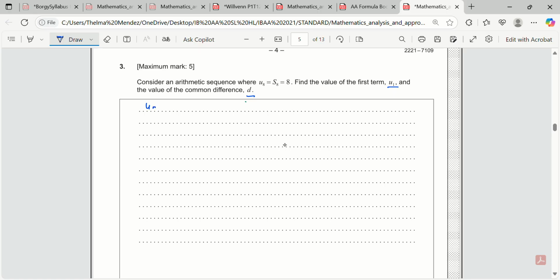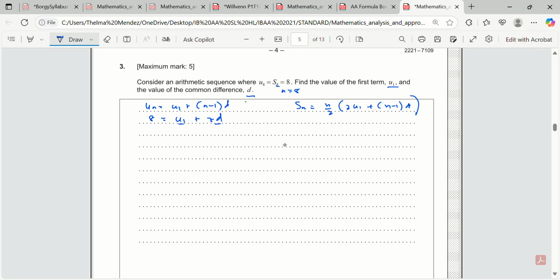So it's going to be u sub n equals u sub 1 plus (n minus 1)d. And also for s sub n, which is equal to n over 2 times (2 u sub 1 plus (n minus 1)d). Our n is 8, so we have here 8 equals u sub 1 plus, again n is 8, so 8 minus 1 is 7, 7d. So we cannot solve for either u sub 1 or d because we have two unknown variables.